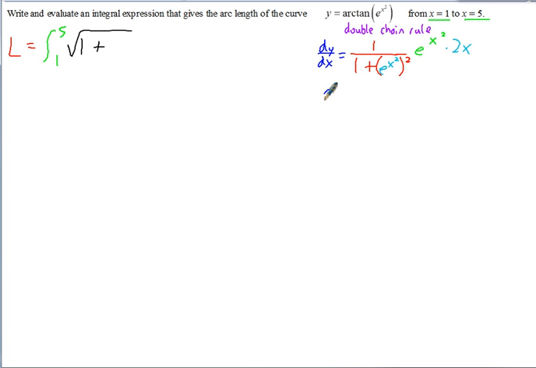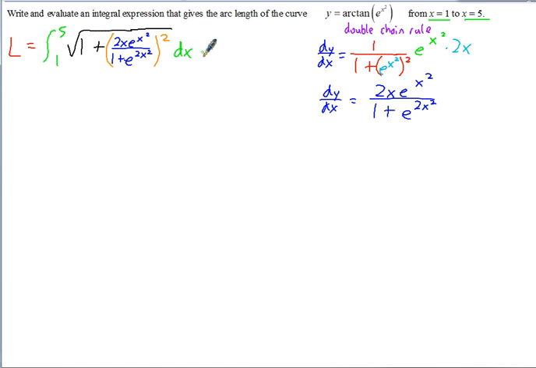So if you want, you can simplify that just a little bit. You can make it on the numerator 2x e to the x squared over 1 plus e to the, if you square that, as you're multiplying the exponents when in parentheses, that'd be e to the 2x squared. So that's what we would have in here: 2x e to the x squared over 1 plus e to the 2x squared. Remember, that is also squared, the whole thing. And then times dx. So you can see this one would be extremely difficult to integrate by hand.